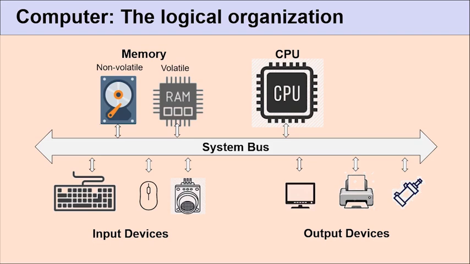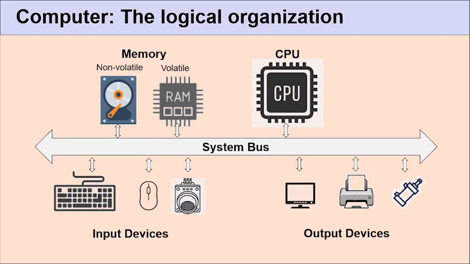So these five components make the basic computer. Depending on the nature of the computer, depending on the purpose for which you are going to use the computer, depending on its size, capacity, etc., the size and the nature of these devices can also change.